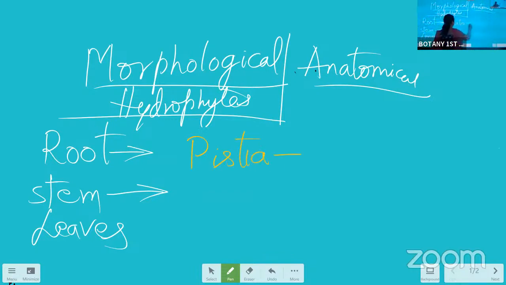In Pistia, subaerial stem modification as offsets.